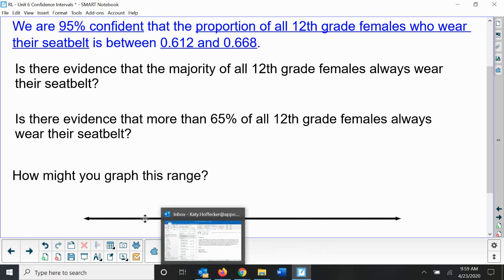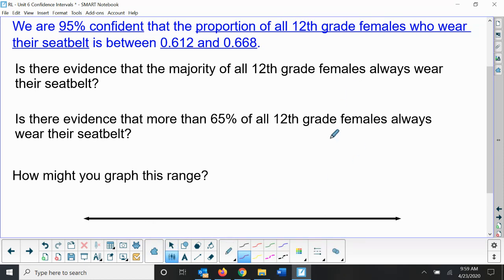So I do want to make note of what numbers are being asked in my question so I can make sure that I include them in my interval. So my interval again is between 61.2 and 66.8%. I've got a question related to 65%, but I need to think, is this the first question, is there evidence that the majority of all 12th grade females always wear their seatbelt? So what would be the majority of 12th grade females? That would actually be more than half, or more than 50%. So this 50% is coming into play here as well, and so I actually want to make sure I include 50% in my graph too.